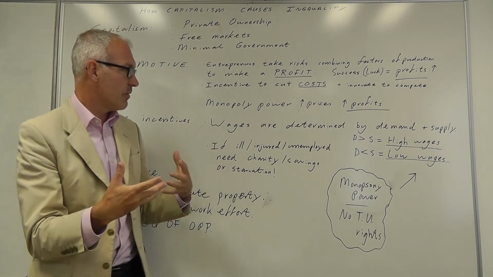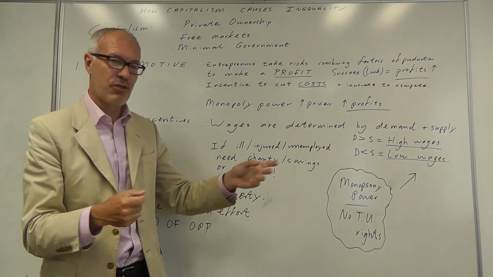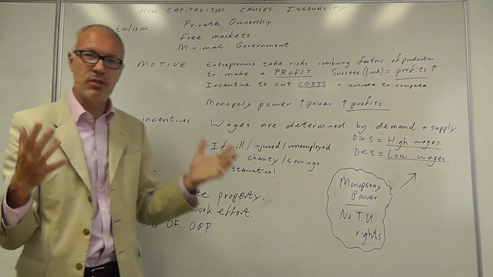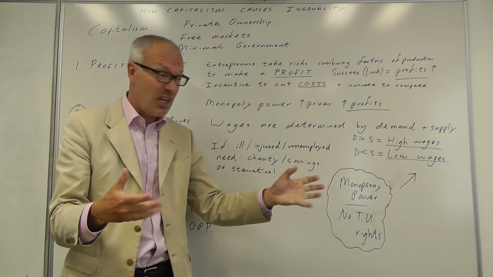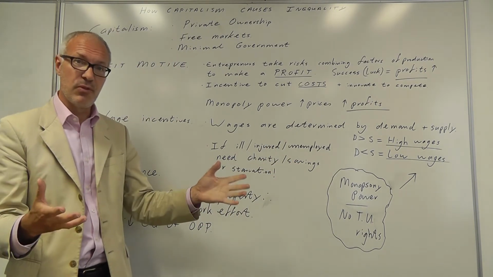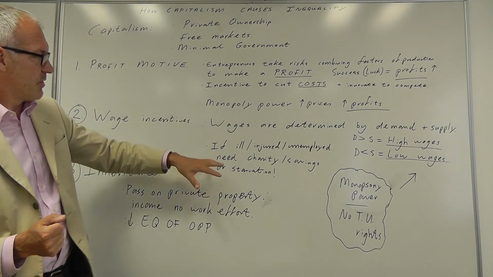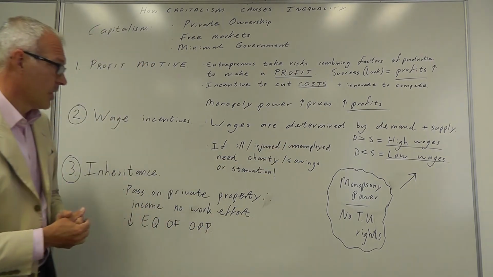Also, if you happen to be ill or sick, injured, disabled or unemployed as a result of a downswing in the economic cycle, then basically what are you going to do? You have to rely on charity, rely on your past savings, or maybe you will starve. Okay? So this is obviously a big issue within a capitalist system.